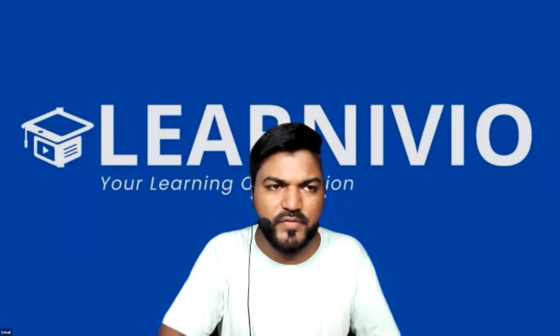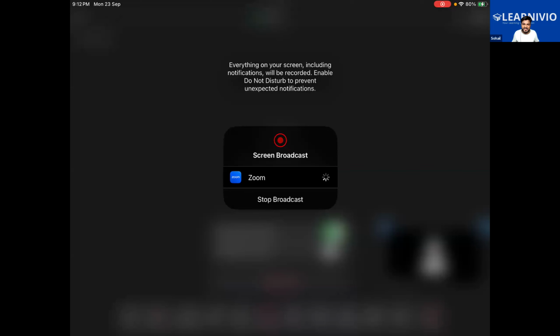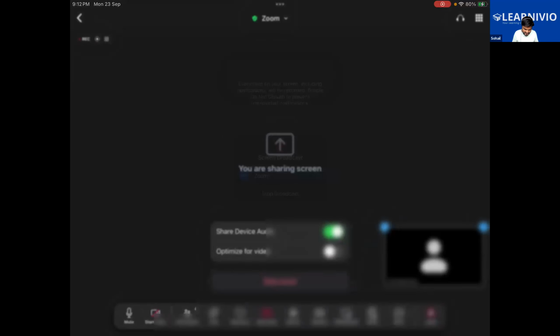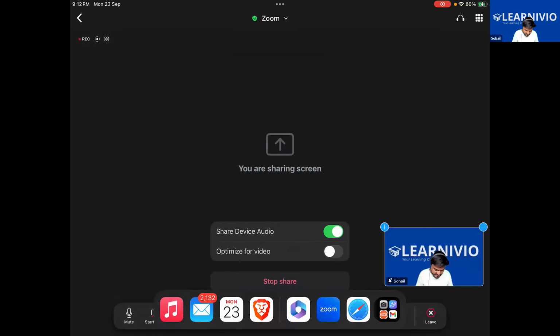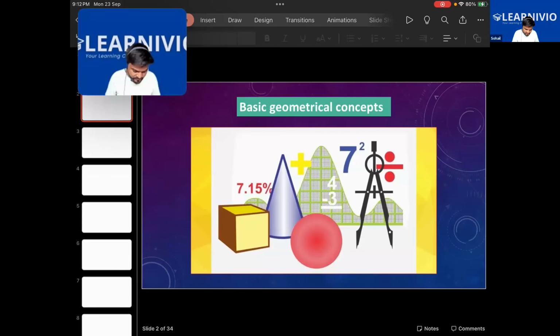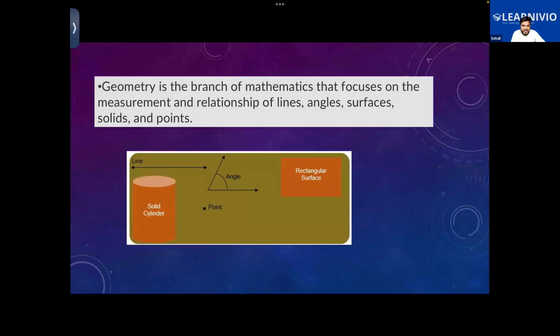Before we continue with the different topics like angles, different types of angles, there are a few basic terminologies which you need to understand first. Now, in the chapter on basic geometrical concepts, we are going to learn, first of all, what is geometry? What is the meaning of this topic?